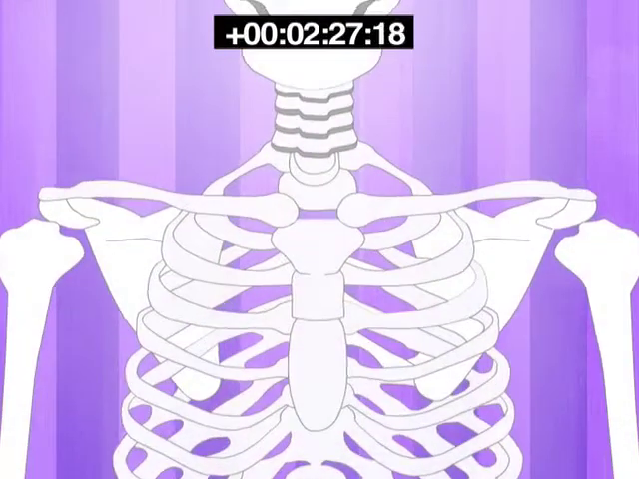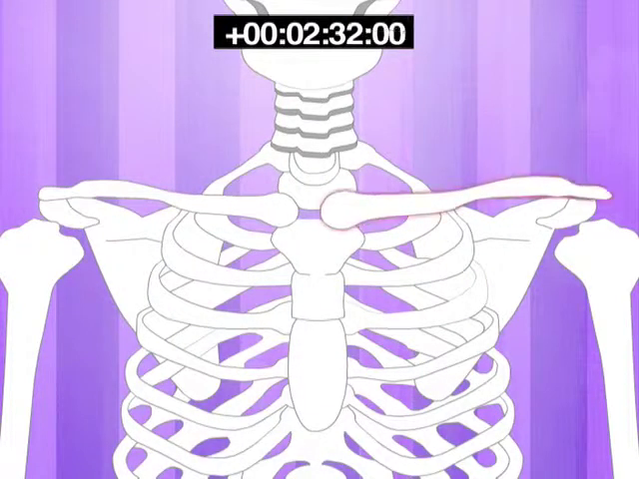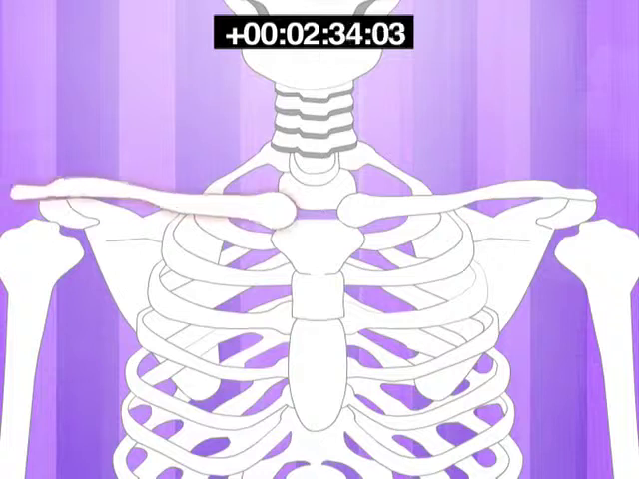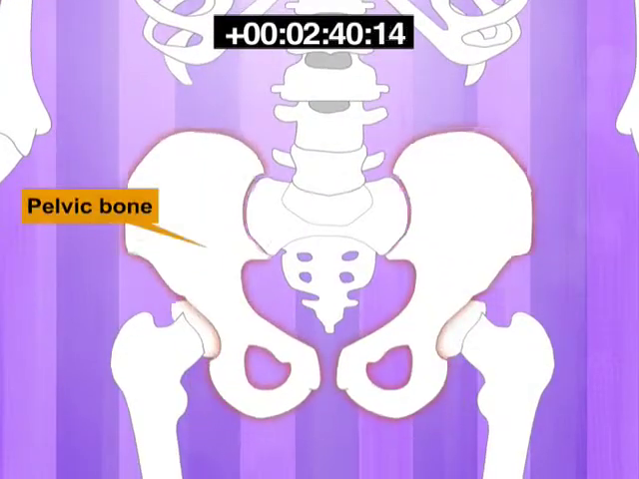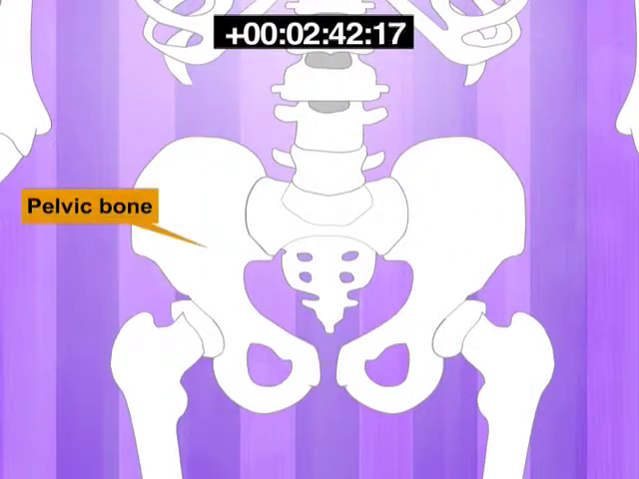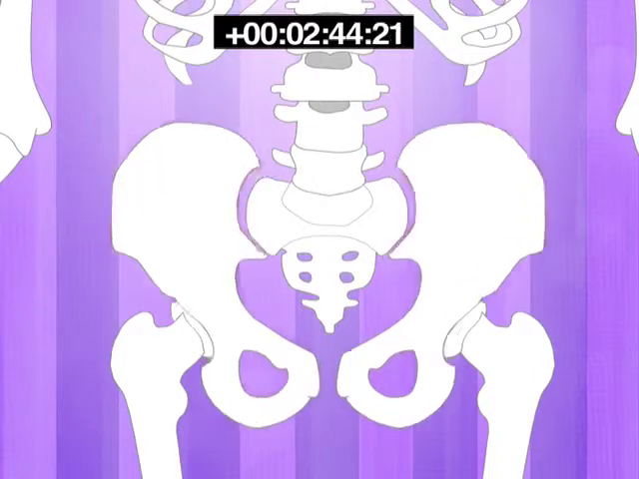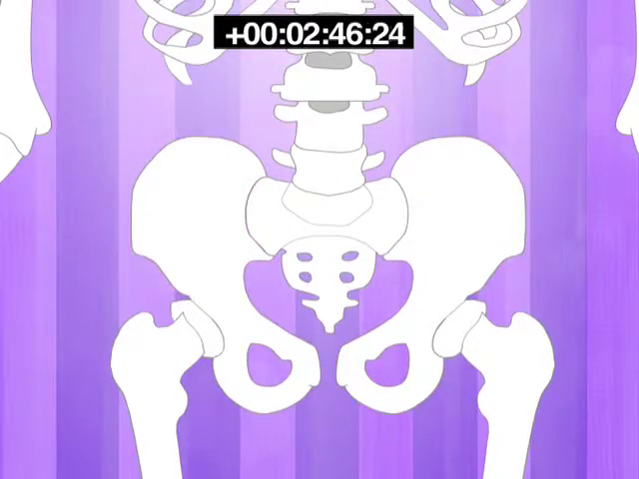Look closely at the shoulder region in the figure. You will see the two bones coming together to form the shoulder. These bones are called the shoulder bones. The pelvic bones enclose the portion of the body below the stomach. This is the part that we sit on.